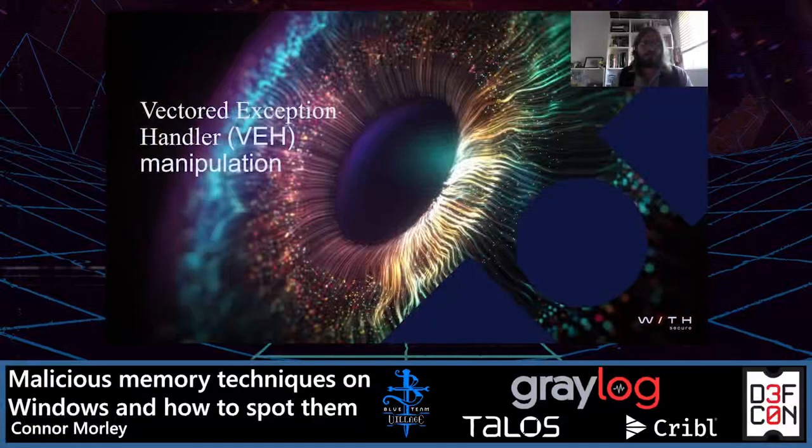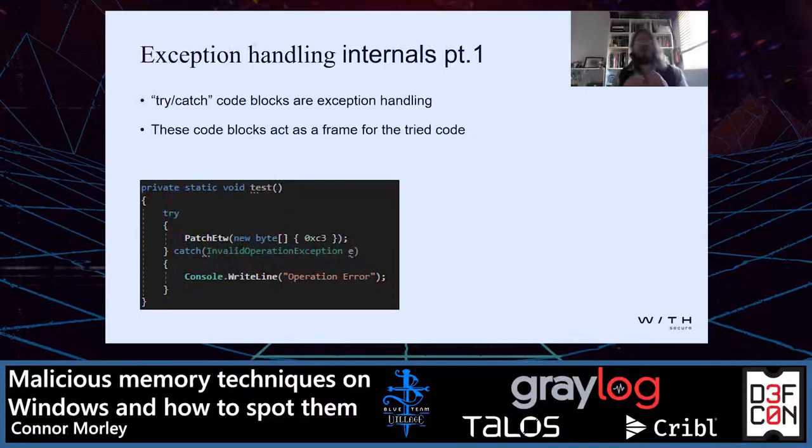Finally, let's look at vectored exception handlers. First of all, let's look at how exception handlers work. Try-catch code blocks are an example of exception handlers. Effectively, a try-catch block is a frame. So with these code blocks, the try code is within the frame of the catch that you've implemented. As programmers should know, if an exception happens within your try block and it corresponds to what you have specified in your catch statement, the exception will be handled by your catch statement. And this effectively creates a frame for that exception.